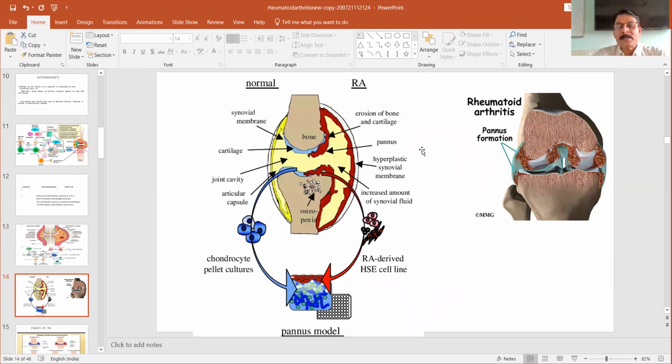So normal joint, rheumatoid arthritis joint, you all know pannus formation is the most important thing. Then this pannus ultimately erodes the joint by causing destruction of the articular cartilage. And you all know that once the articular cartilage is destroyed, it is destroyed forever. So there is no repair.